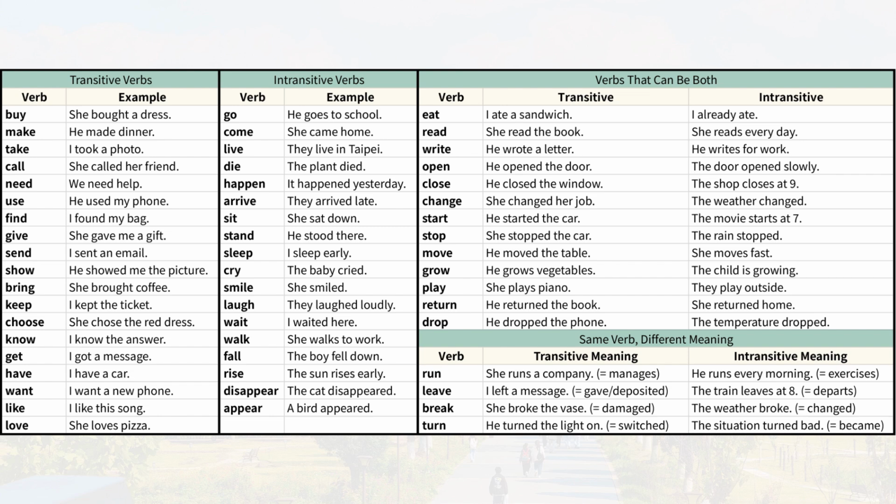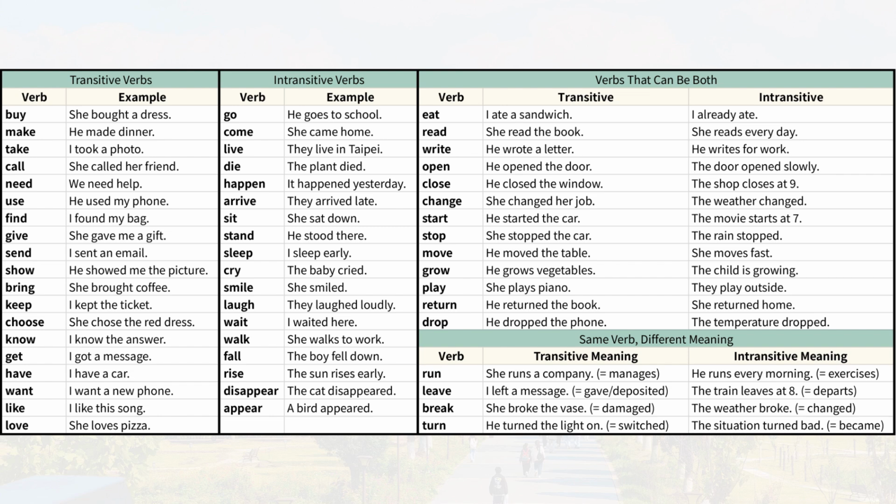Sleep. I sleep early. Cry. The baby cried. Smile. She smiled. Laugh. They laughed loudly. Wait. I waited here. Walk. She walks to work. Fall. The boy fell down. Rise. The sun rises early. Disappear. The cat disappeared. Appear. A bird appeared.